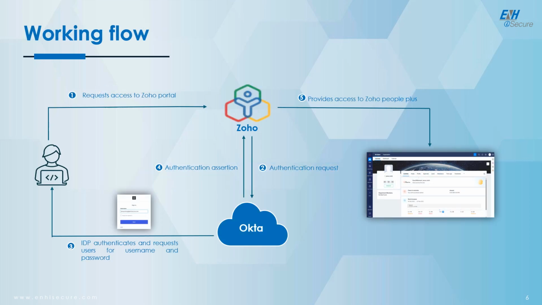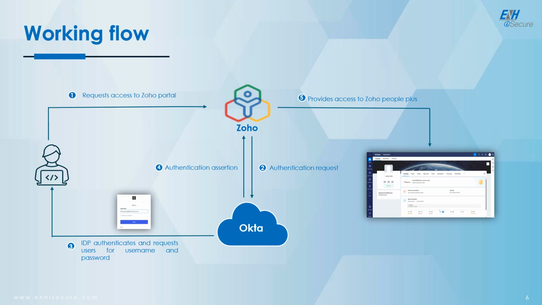Now coming to working flow. Step 1. User requests access to Zoho portal. Imagine an employee, let's call him Edward, who needs to access Zoho People Plus for HR related tasks. Edward goes to the Zoho People Plus portal and clicks on the login link. Step 2. Zoho sends authentication request to Okta. When Edward tries to log in, Zoho recognizes that it needs to verify Edward's identity through Okta. Zoho sends an authentication request to Okta.